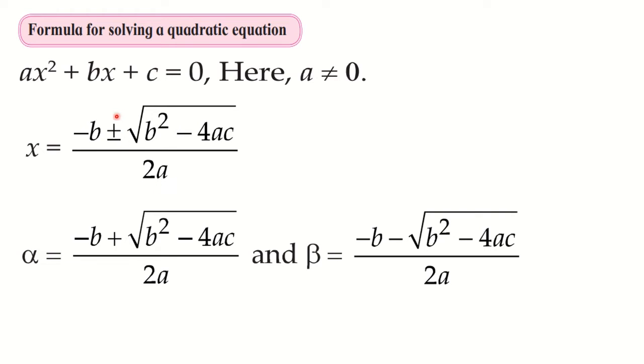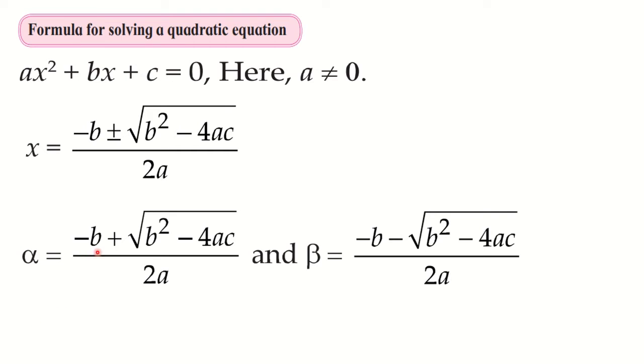Here you can see that in between you have a plus or minus sign. When we write the plus sign once and the minus sign once, we get two different roots. Since the degree of this equation is 2, we get a maximum of 2 roots, and those 2 roots are separately denoted as alpha and beta. So alpha is equal to minus b plus under root b square minus 4ac upon 2a, and beta is equal to minus b minus under root b square minus 4ac upon 2a.